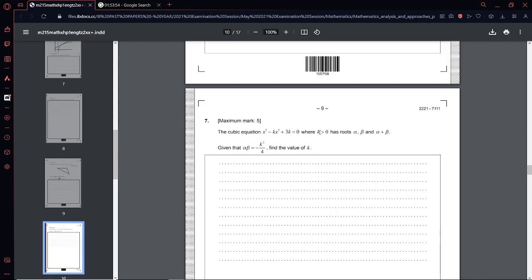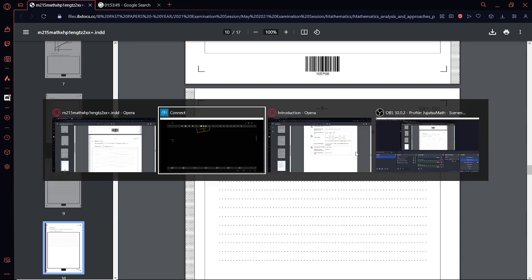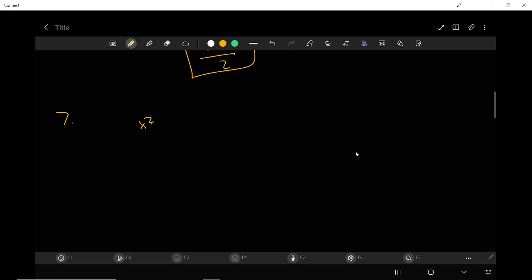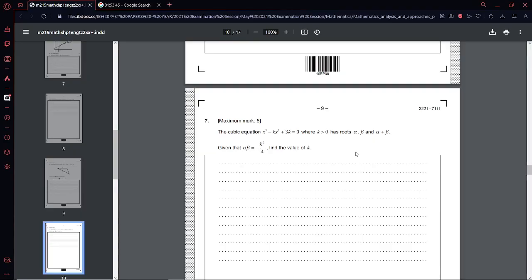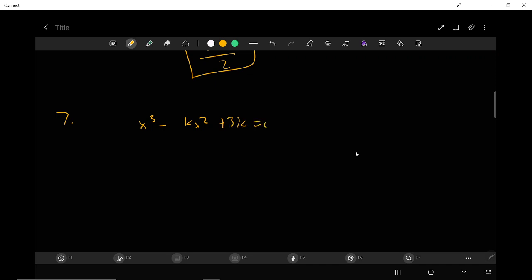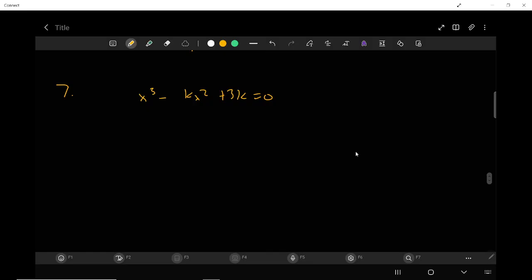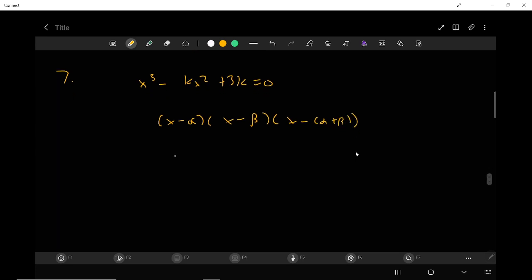The cubic equation has these roots; given that, find the value of k. Okay, we have x cubed minus kx squared plus 3k equals 0. I guess since it has those roots, I might actually do this, and then x minus alpha plus beta, which looks long.